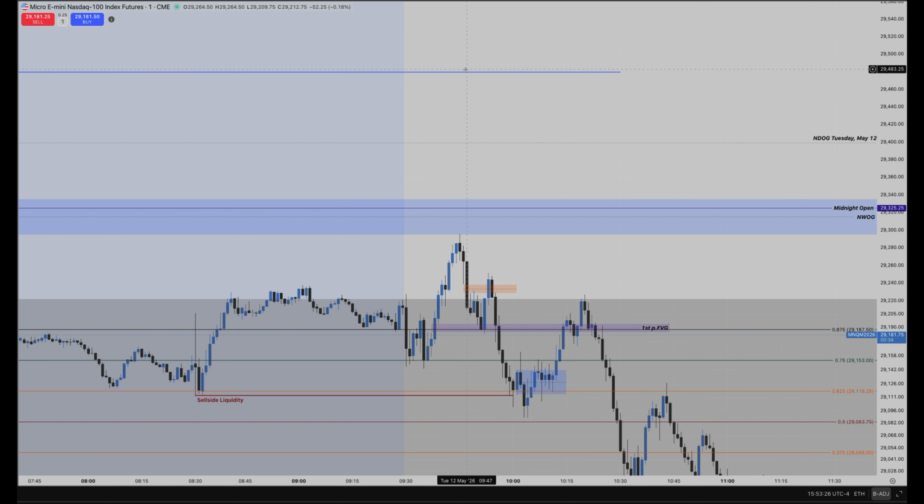Additionally, if you're not familiar with my model, I only execute in the 9:50 to 10:10 macro. So I don't permit myself at the moment to execute outside this window. So any of this, I'm simply tape reading and just observing what price is doing.